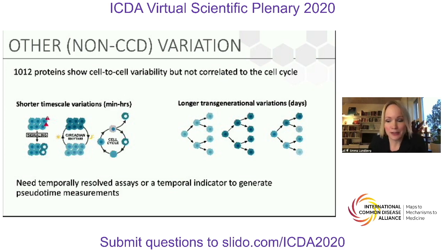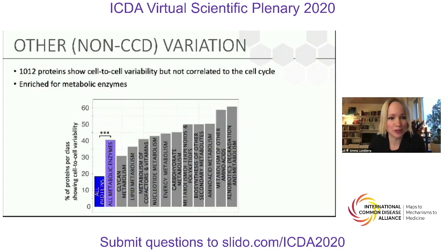So here we decided to work with GFP biallelic tagging and live cell imaging, but this is ongoing work. I'm not going to show you too much, but this is a very striking plot. We can see that metabolic enzymes are greatly enriched here. If we look at all human proteins, 18% show cell-to-cell variability. If we look at metabolic enzymes, 40% show cell-to-cell variability. And this enrichment is true for all classes of metabolism.